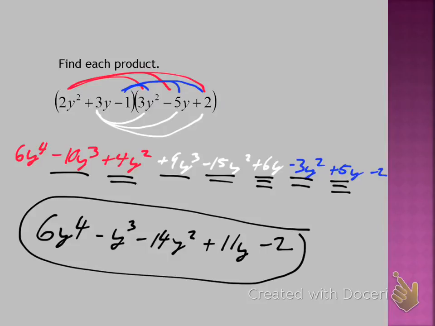Now, notice something real quick. How many terms are in the trinomial? 3. So how many terms in the work line here? Count them. 9. And how many terms in each of these? 3 in each. What's 3 times 3? 9.